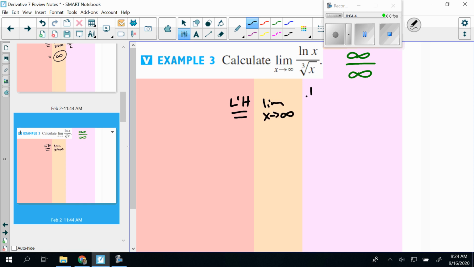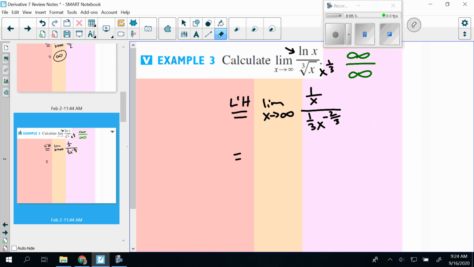So the top is 1 over x, and for the bottom, we probably want to think of this as x to the 1/3 when doing derivatives. Bring down the 1/3, and the new power is x to the negative 2/3. Now on these types of problems, before checking this again, since we don't have that natural log in there now and everything's a polynomial or rational expression, try to simplify first.